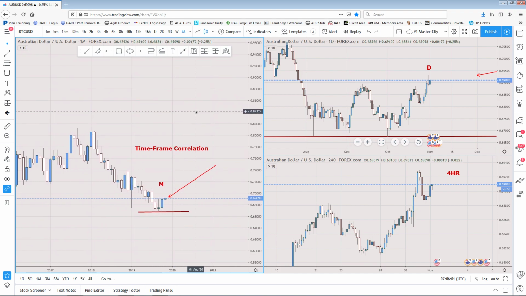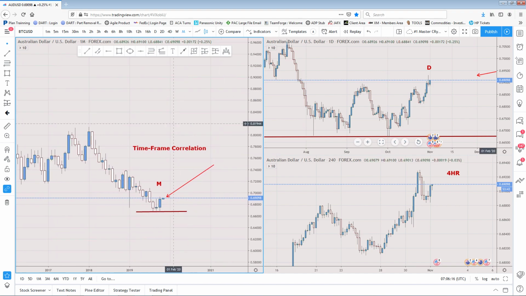And so when I click on this, it puts this blue box. See this blue box right here? It puts this blue box around this. So now all of my controls are with this time frame or this chart.